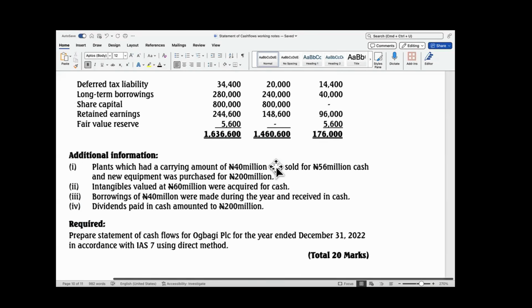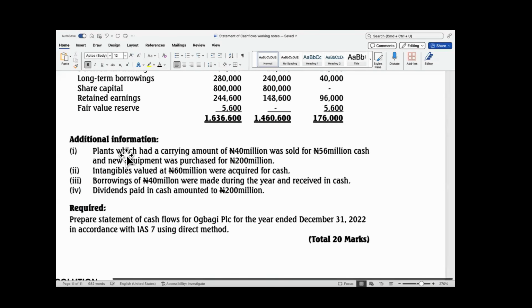Now the additional information given to us: plants which had a carrying amount of 40 million were sold for 56 million cash, and new equipment was purchased for 200 million. Intangibles valued at 60 million were acquired for cash. Borrowings of 40 million were made during the year and received in cash. Dividend paid amounted to this. Prepare cash flow.